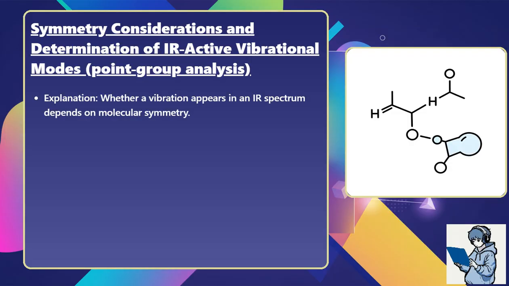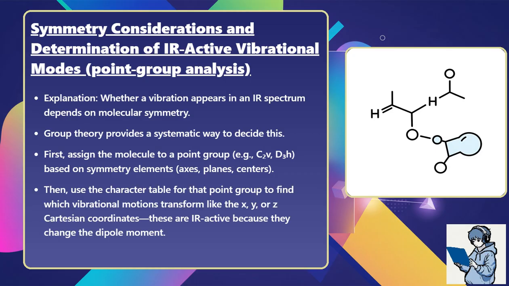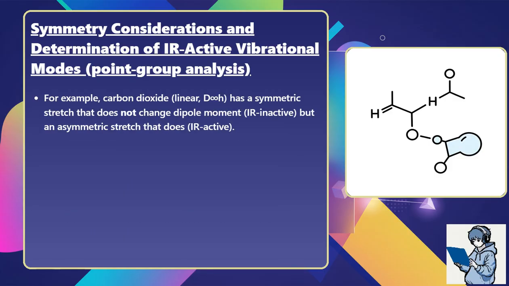Explanation: whether a vibration appears in an IR spectrum depends on molecular symmetry. Group theory provides a systematic way to decide this. First, assign the molecule to a point group, for example C2v or D3h, based on symmetry elements: axes, planes, centers. Then, use the character table for that point group to find which vibrational motions transform like the x, y, or z Cartesian coordinates. These are IR active because they change the dipole moment. For example, carbon dioxide, linear D∞h, has a symmetric stretch that does not change the dipole moment, so it is IR inactive, but an asymmetric stretch that does, so it is IR active.